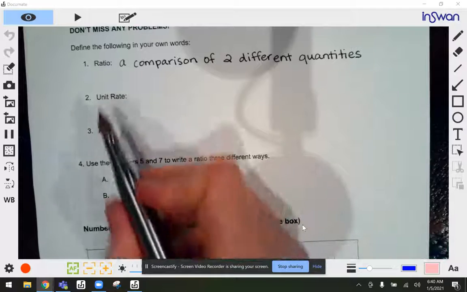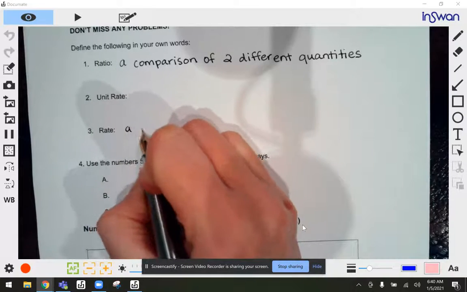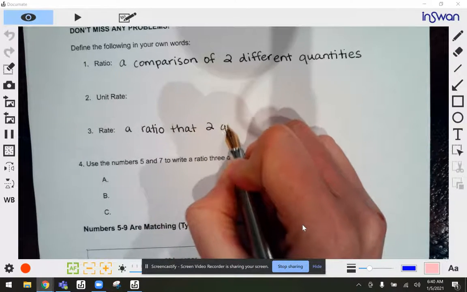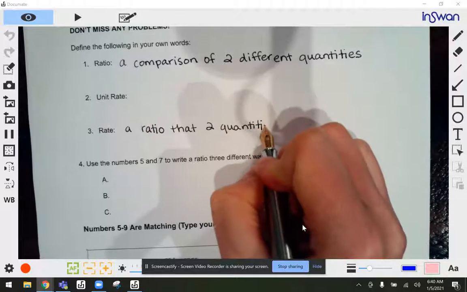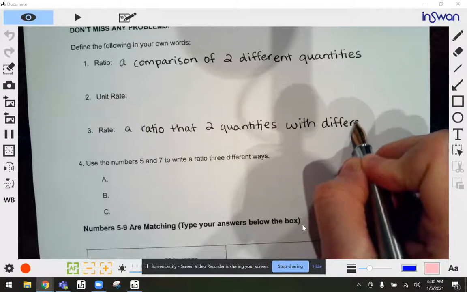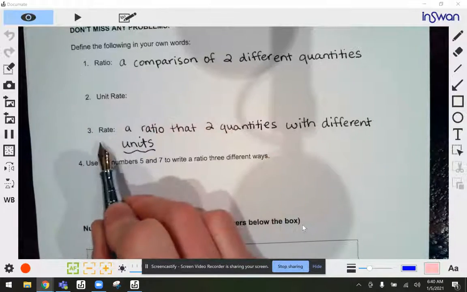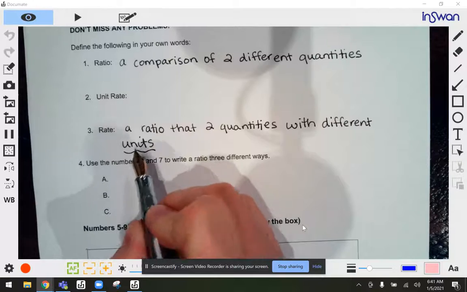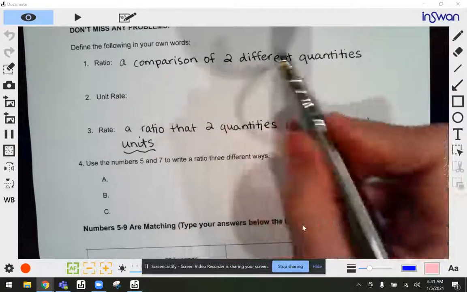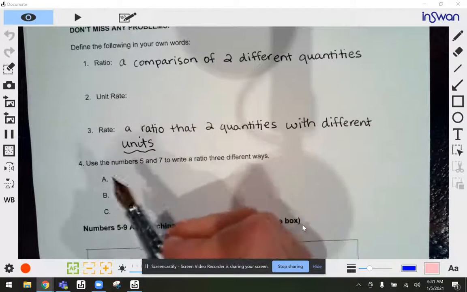I'm going to skip down to rate next because a rate is just a special type of ratio. So it's a ratio that compares two quantities with different units. So the key difference between a ratio and a rate is that the rate has to do with two units. The ratio may not even have units. It could be dogs to cats or boys to girls. The rate has units, like $15 for 5 apples, something like that.